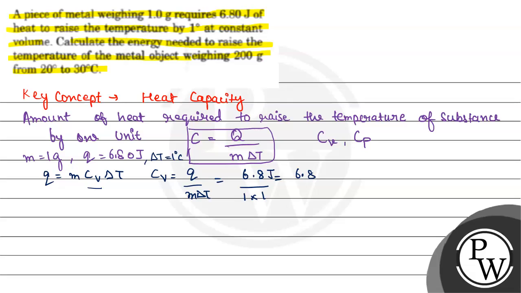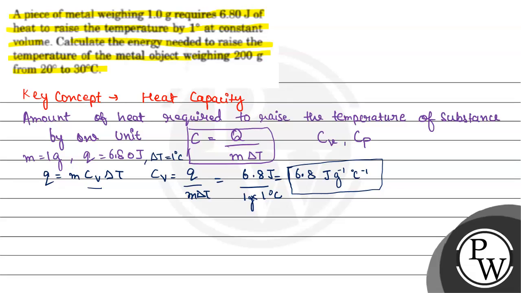It was in joule and the mass was in gram, whereas the change in temperature is in degree Celsius. So the unit for the heat capacity is 6.8 joule per gram per degree Celsius. So this is the heat capacity at constant volume. This heat capacity at constant volume remains constant for the same metal.